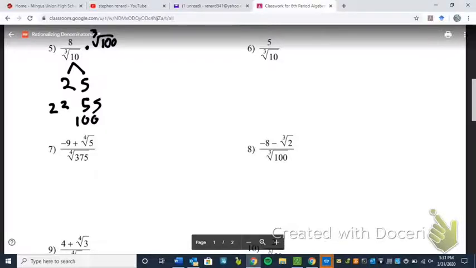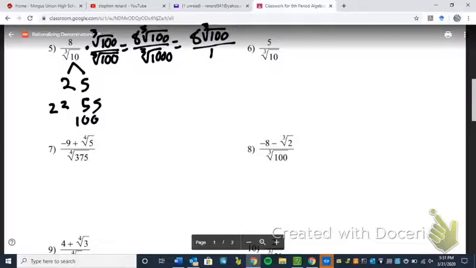So this is going to give us 8 cubed roots of 100 over the cubed root of 1,000. Cubed root of 1,000 is 10. So we have 8 cubed roots of 100 over 10. Now here, we can actually simplify that because we have 8 over 10. So we can factor out a 2, get rid of the 2, and that's going to give us 4 cubed roots of 100 over 5.